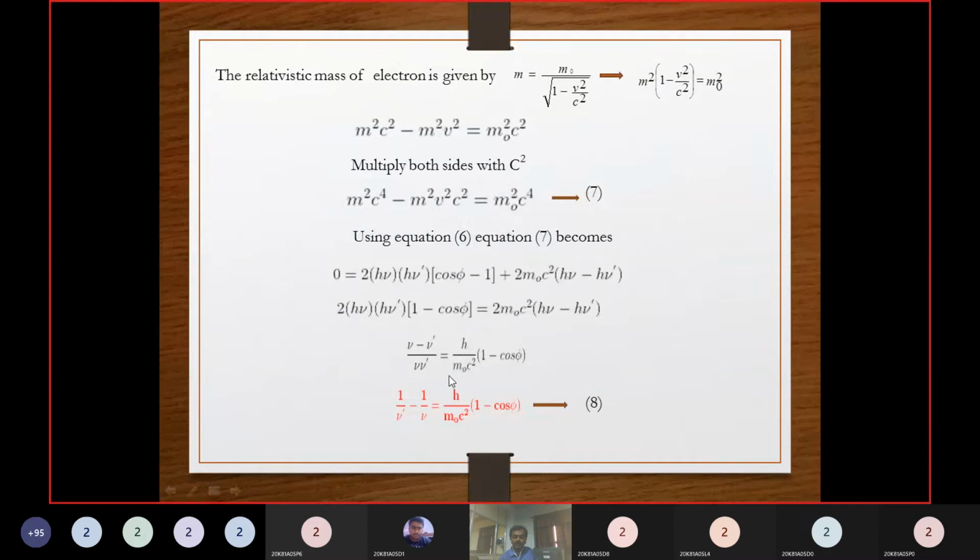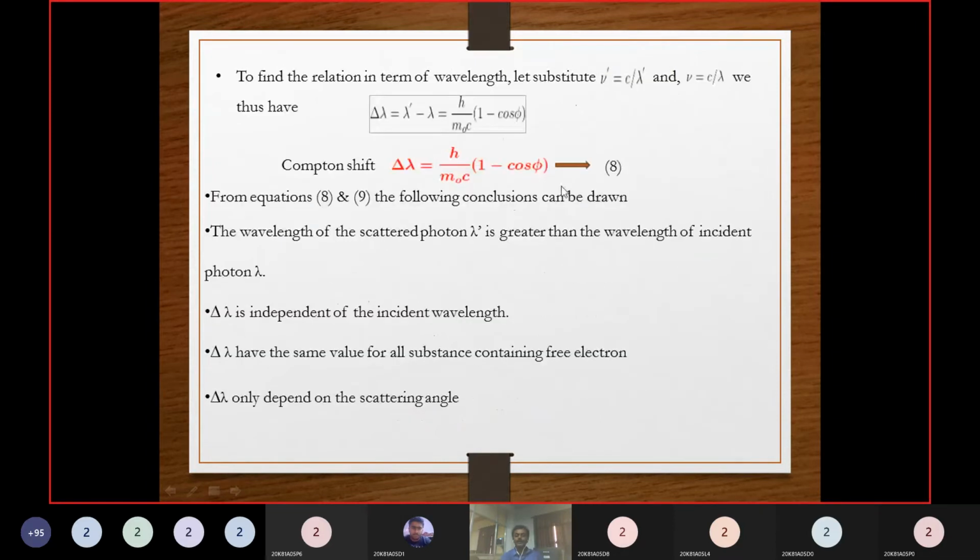If you simplify this, we get 1 by nu dash minus 1 by nu equal to h by m naught c square into 1 minus cos theta. There is a relation between frequency and wavelength: nu is equal to c by lambda. Substituting c by lambda instead of nu, we get the lambda shift: lambda dash minus lambda equals h by m naught c into 1 minus cos phi. That shift we call the Compton shift.